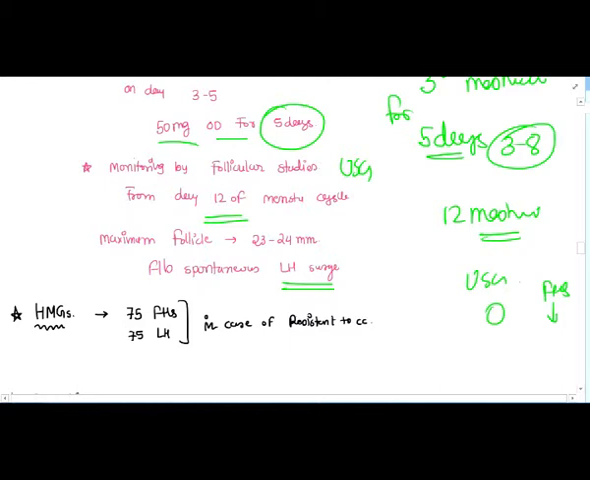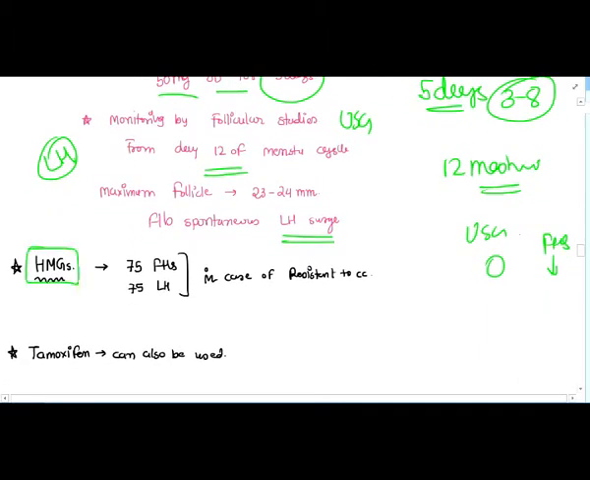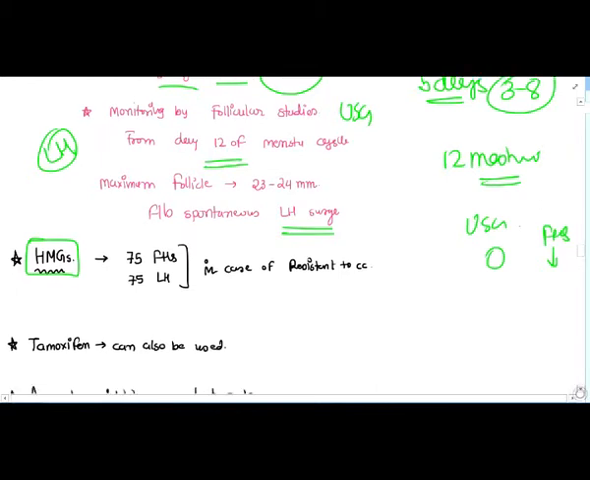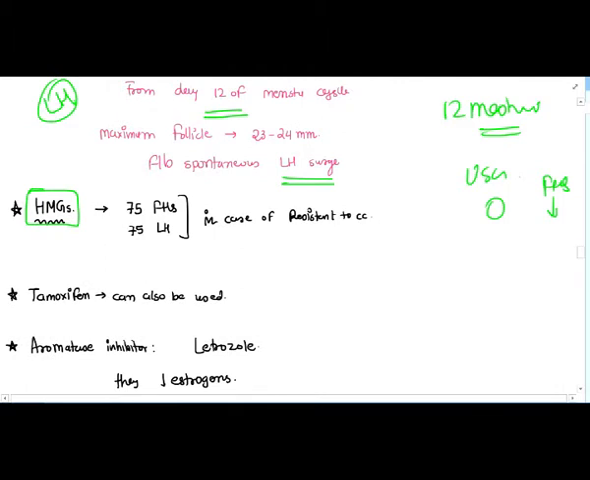spontaneously. Listen, we are not using any ovulation agent like LH. It is spontaneous. Now, HMG can be used for induction also, but it is commonly used when there is severe resistance to clomiphene citrate and in case of assisted reproductive techniques.